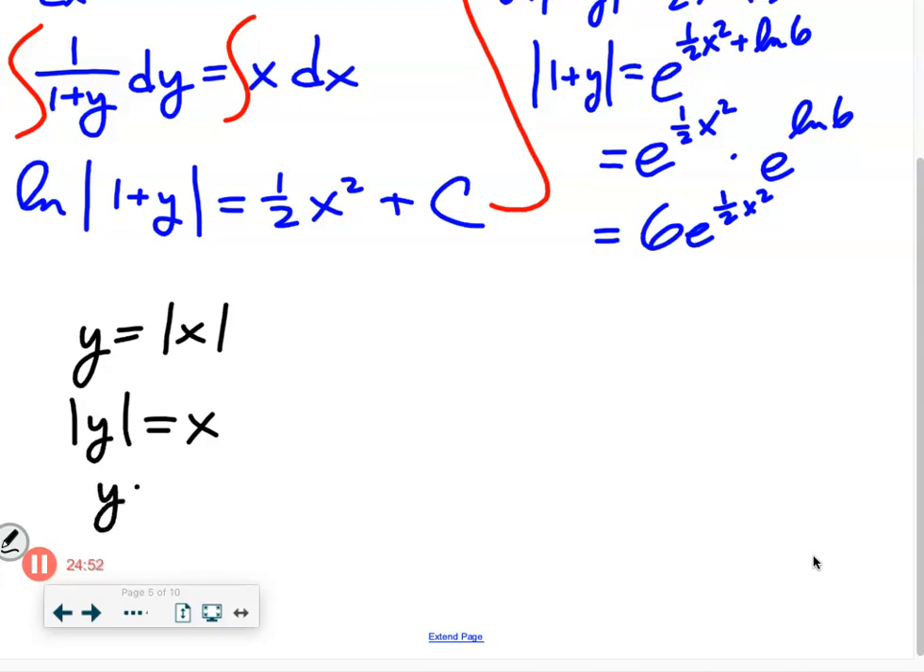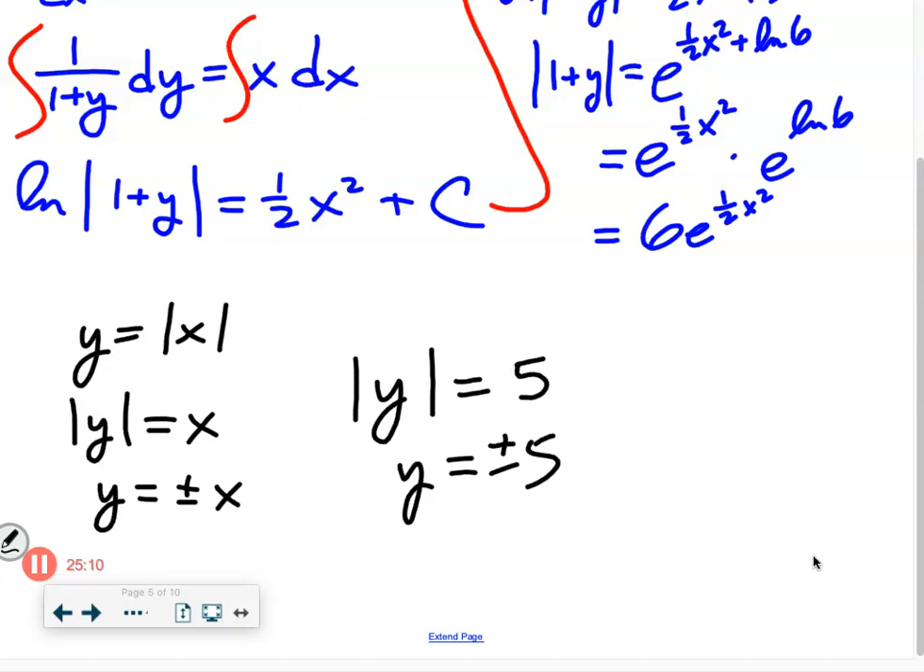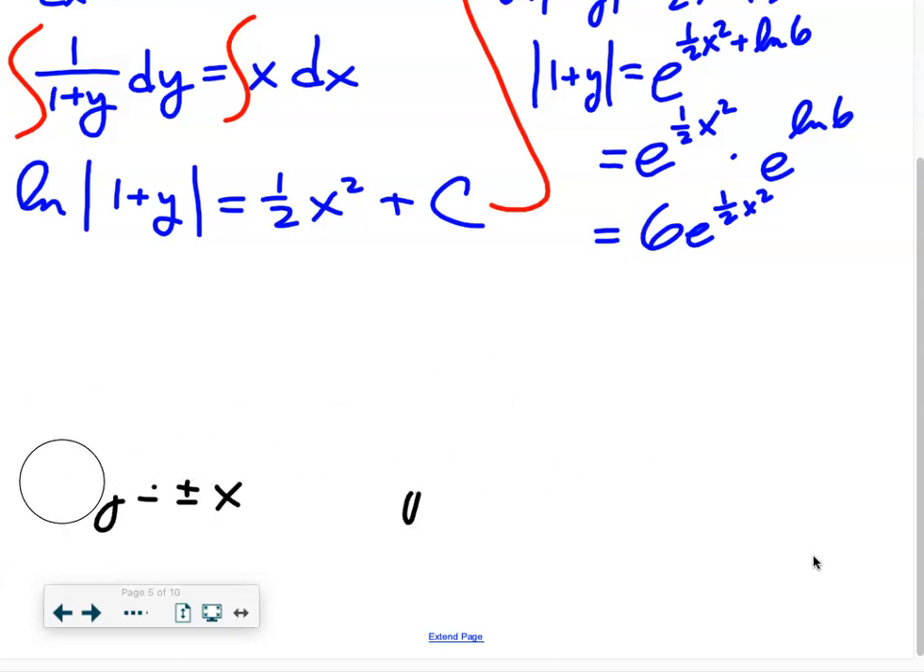Now, I'm going to show you why that is, right? Okay, so just think, if the absolute value of y equals 5, what could y be? Plus or minus 5, right? So whenever the absolute value of y equals something, then y is plus or minus that something. So when you have to drop an absolute value from around your y, you do it by putting a plus or minus on the other side.